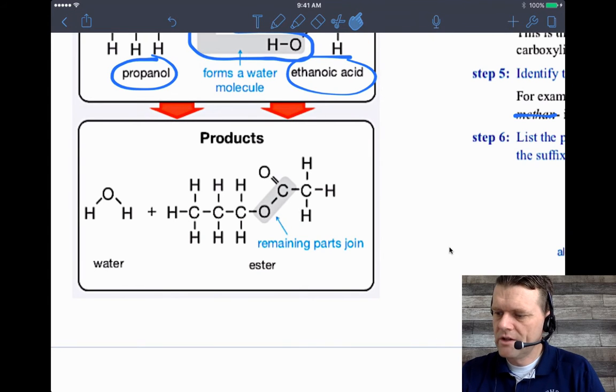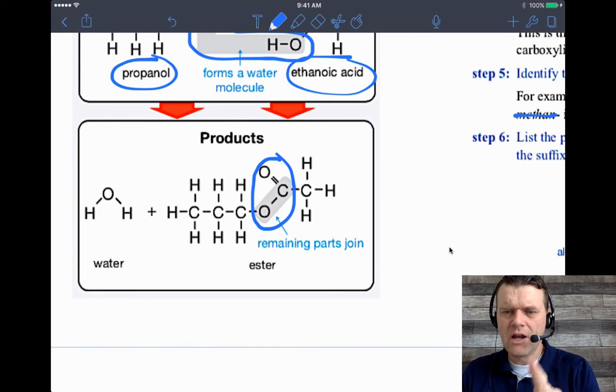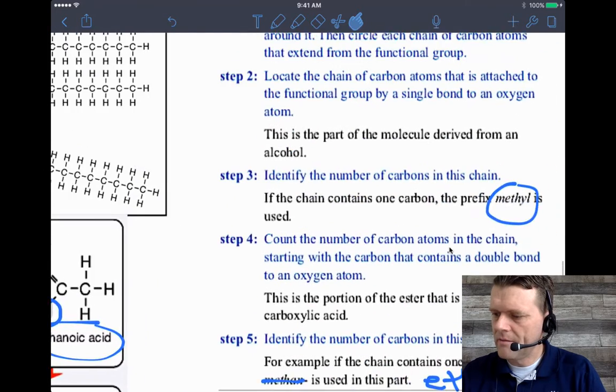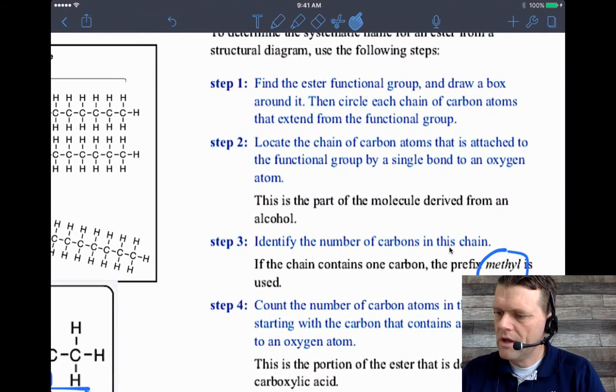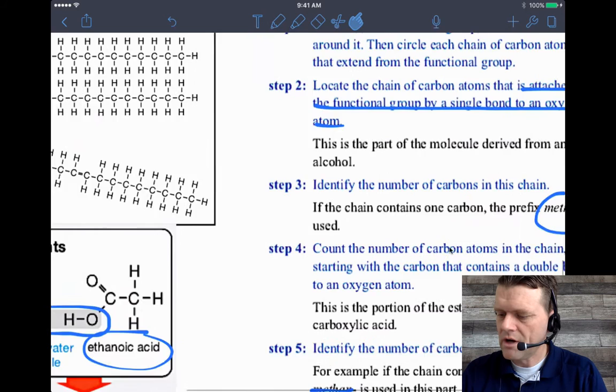So again, let's review this. What we have to do is find the ester right here, and we identify the carbon chains off of both. Sorry, I ran over that fast in the instructions. Let me back up, because the first part is you locate the chain of carbon atoms that's attached to the functional group by a single bond to the oxygen atom. We start with that first because that's where the alcohol is. Sorry, I jumped over that a little bit.